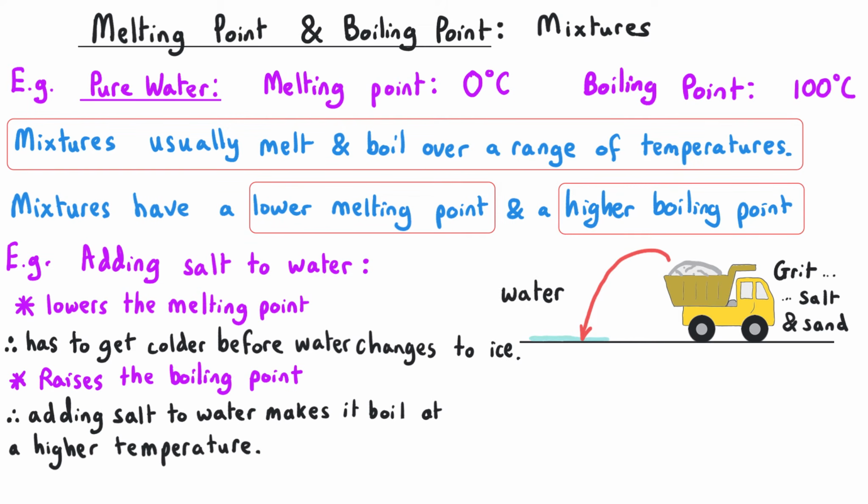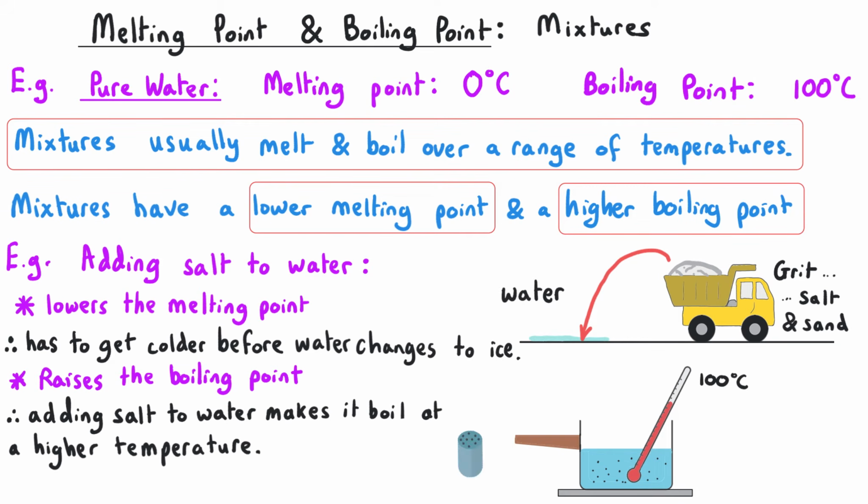It also raises the boiling point of water. So if we have a saucepan of pure water, that would boil at 100 degrees C. But if we add some salt to that water, the boiling point will be raised. And so that means that the pan of salty water will boil at a higher temperature, and the food that you're cooking in that saucepan actually gets a little bit hotter.